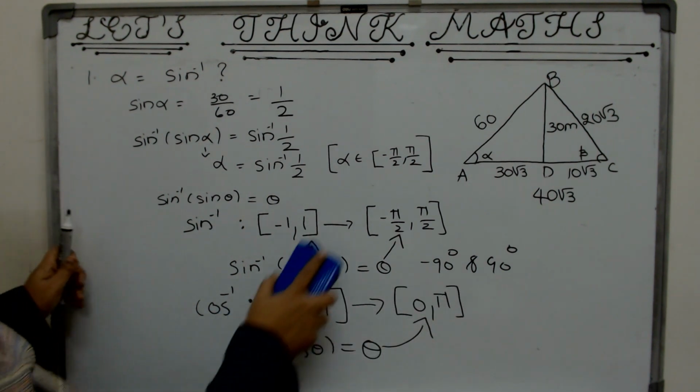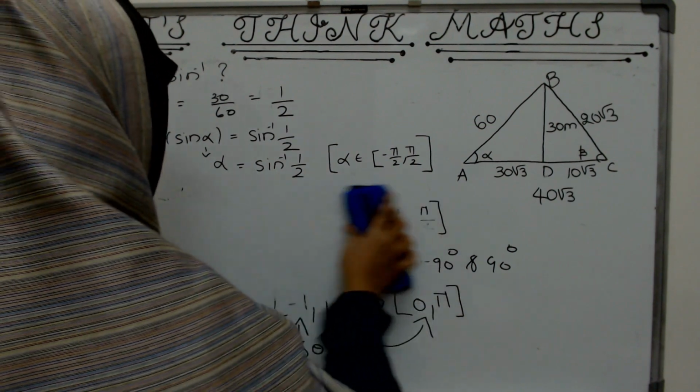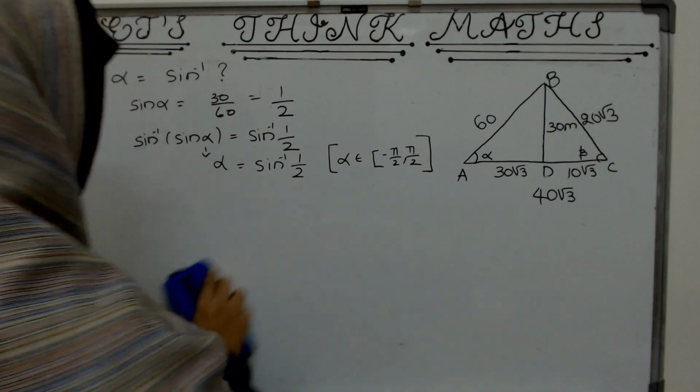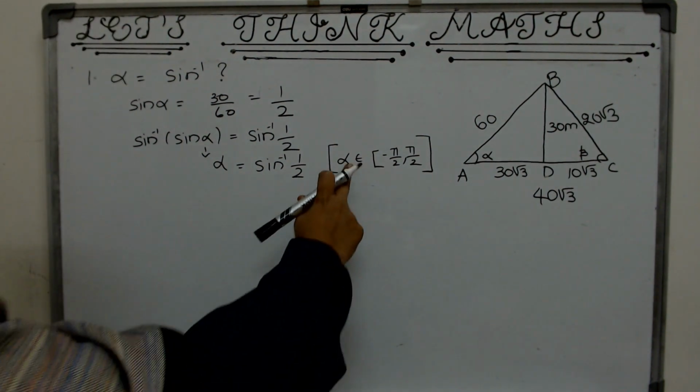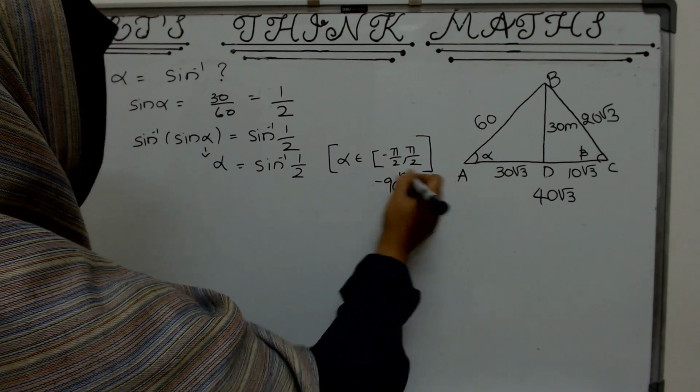Now comes the question, how do you know that alpha lies here? They have not said anything about the angle, right? That is what we are trying to find out. We are trying to find out what alpha is. So how do we know that alpha will lie between -90 degrees to 90 degrees?